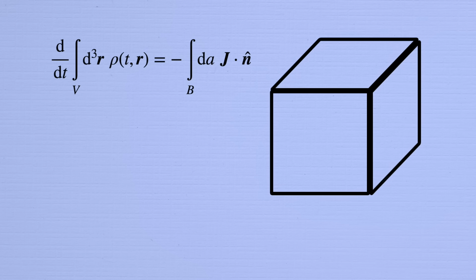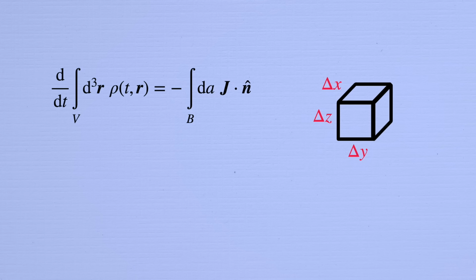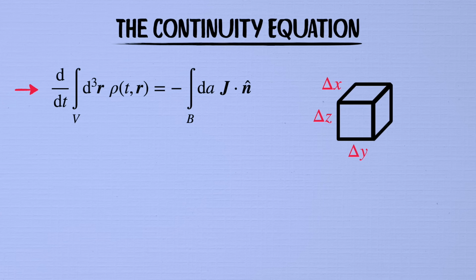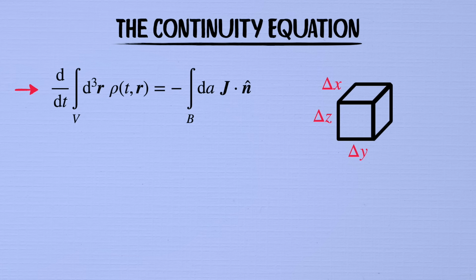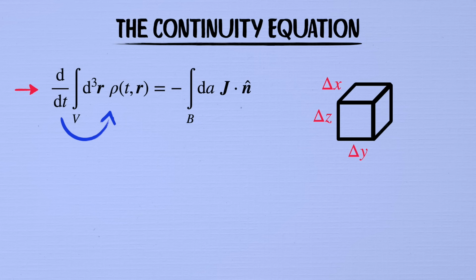On the flip side, we can alternatively take our box to be an infinitesimally small cube, whose dimensions delta x, delta y, and delta z are going to 0. That lets us turn this integral equation into a differential equation. And that's the continuity equation that I mentioned at the beginning, which will play an essential role in formulating Noether's theorem for field theory. Let's first of all bring the d by dt inside the integral on the left.